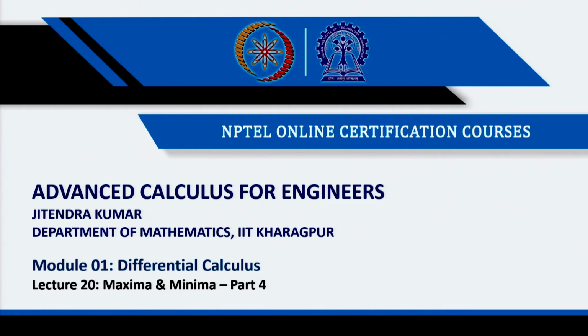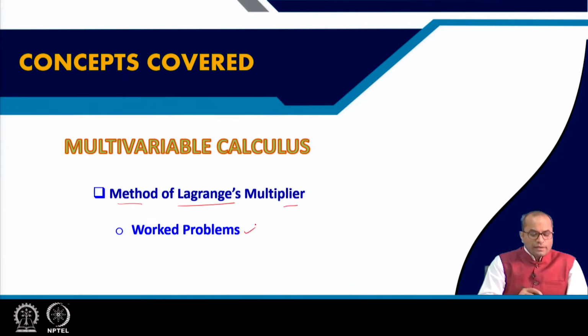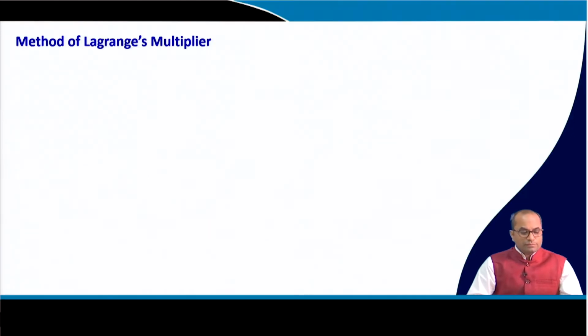Welcome back to lectures on advanced calculus for engineers. This is the last lecture of this module, lecture number 20 on maxima and minima, and this is the last part on maxima and minima. In this lecture we will discuss the method of Lagrange multiplier, and there will be many worked problems based on the Lagrange approach.